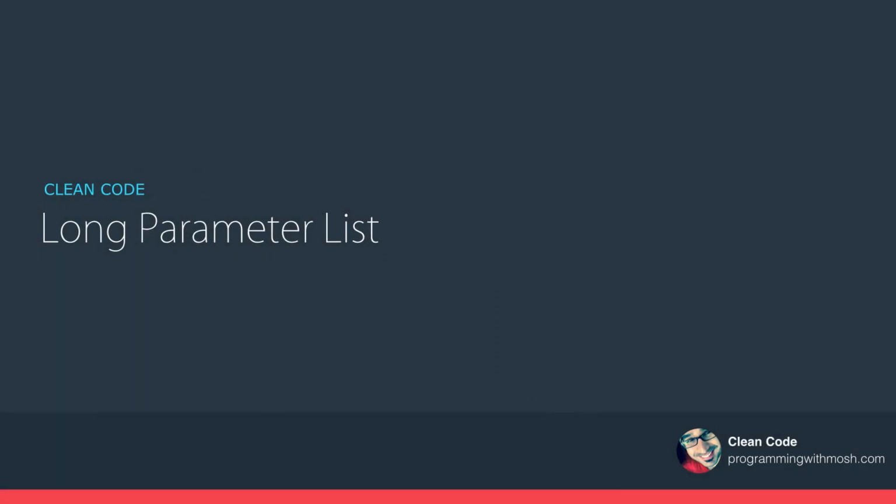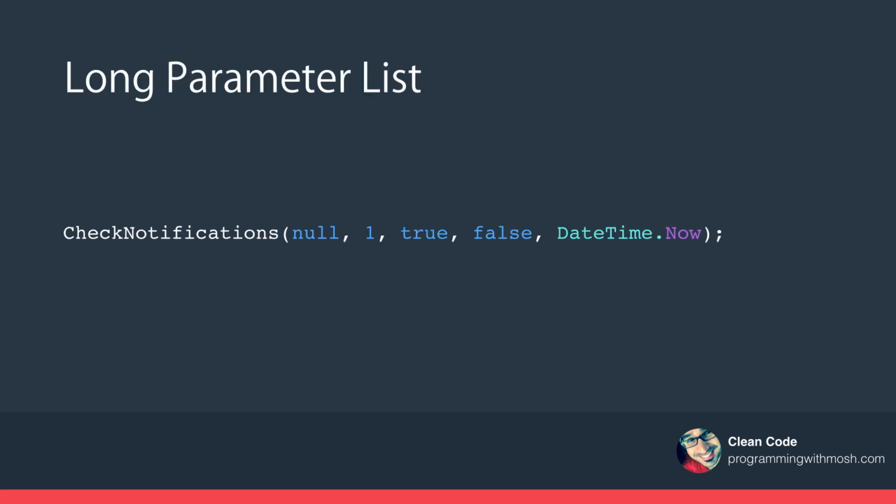Another common code smell is a method with a long parameter list. The more parameters we have for a method, the harder it gets to understand that method and its intention. Take a look at this method call: CheckNotifications(null, 1, true, false, DateTime.Now).